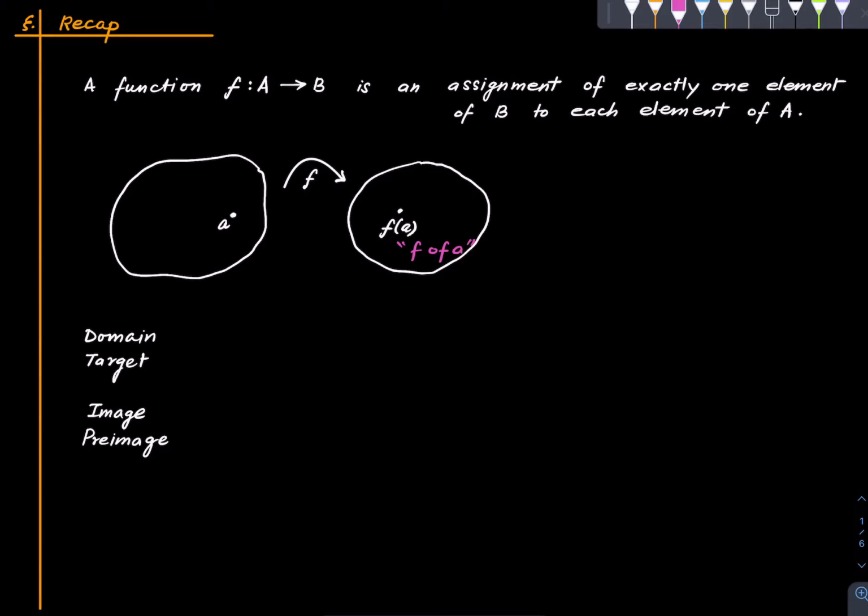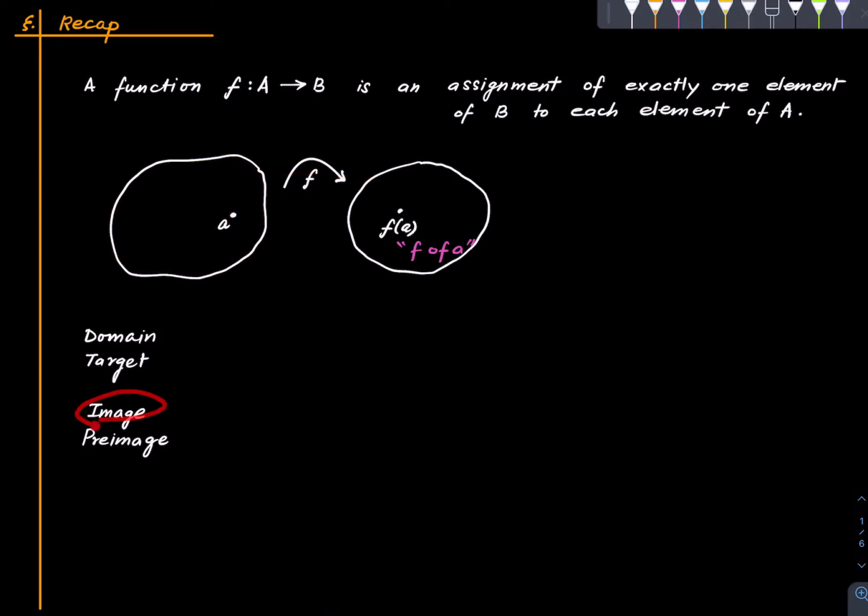The domain of the function is the set of all the inputs. The target is what we write here. It is not necessary that every point in the target has a counterpart whose output is that element. No, that is not necessary. But everything in the domain, meaning the input set, has to have some output.